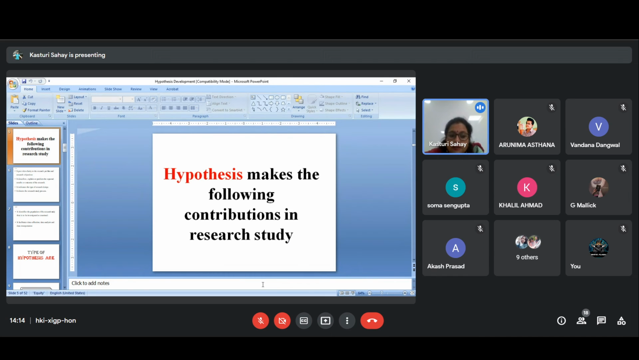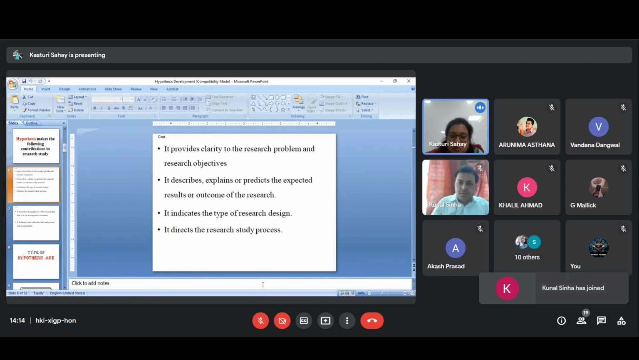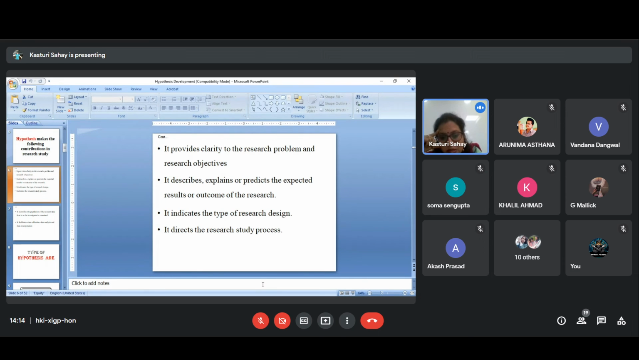So hypothesis makes the following contributions in research studies. Number one, it provides clarity to the research problem and research objectives. So basically, the objectives and the problems which we have defined in the beginning of the research, we get a better clarity of them when we are defining our hypothesis. Also, it explains or predicts the expected results or outcomes of the research. It indicates the type of research design, as to what kind of research design is included for the research, and it directs the research study process.